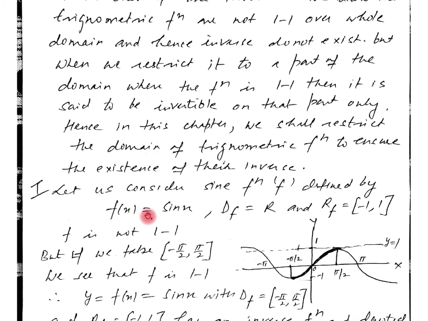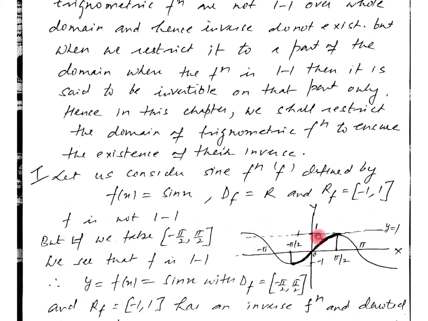Now here let us consider the sine function f defined by f(x) equal to sin x. And now we know the domain of the sine function is what? The set of real numbers, because sin x can be defined for every value of x. And we know the value of sin x always lies between what? 1 and -1. Therefore, the range of this function is the closed interval -1 to 1.